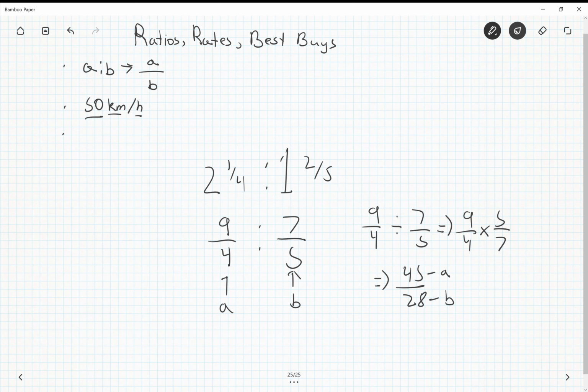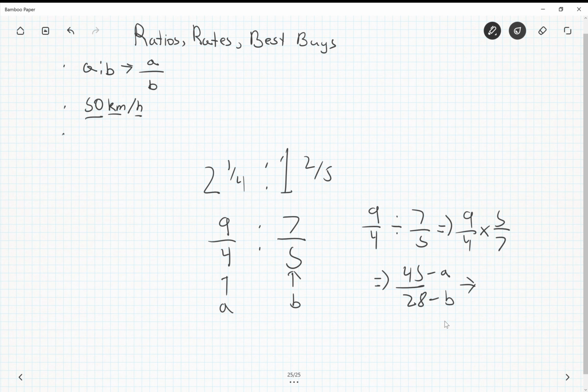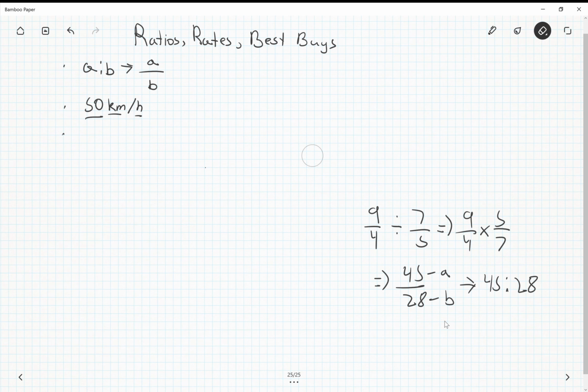Now, we know that 45 is A and 28 is B. Now we have to find a common factor that both of these numbers can be divided by. Can you think of any common factors? Well, if you know your multiplication well enough, you would see that there isn't actually any other common factors that both of these numbers can be divisible by. So now we would just convert this back into ratio form. So it would then equal 45 to 28. So there's our answer.